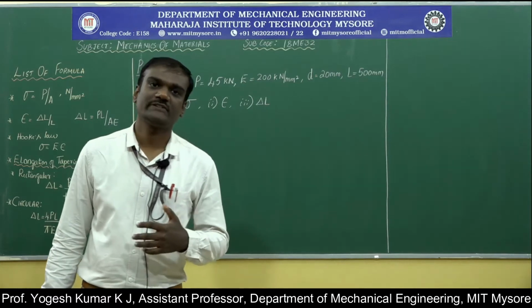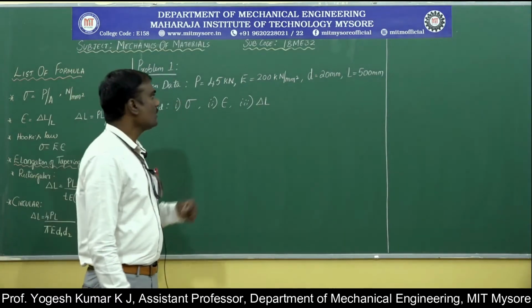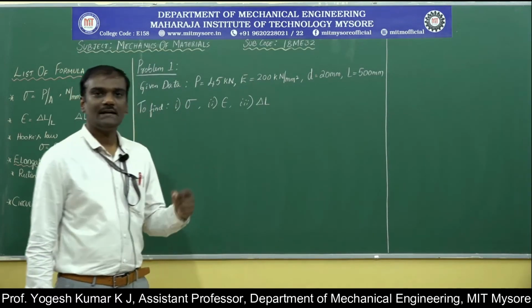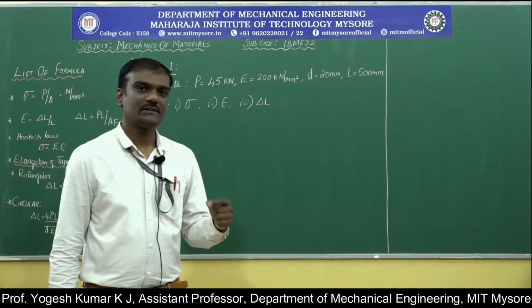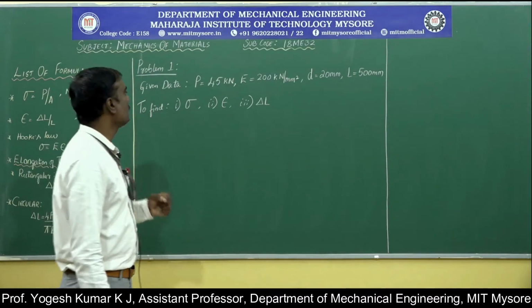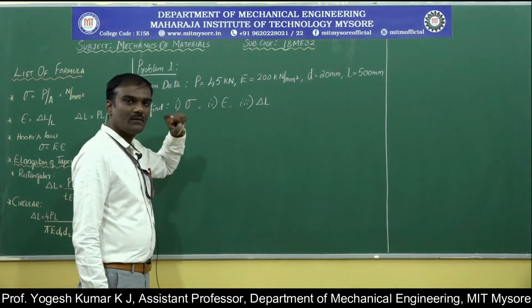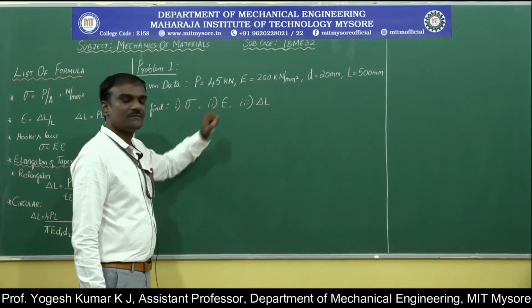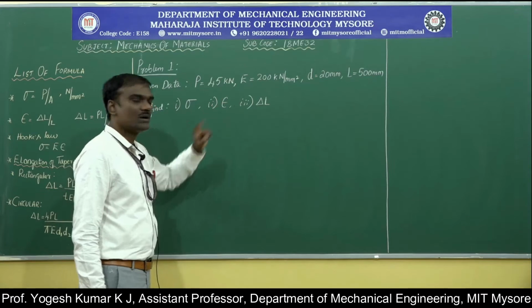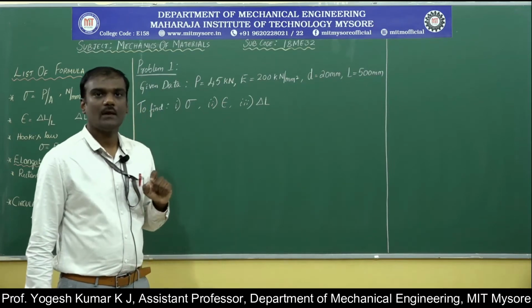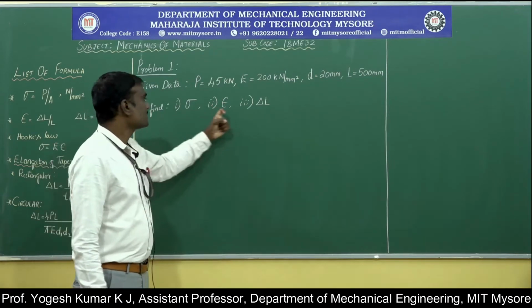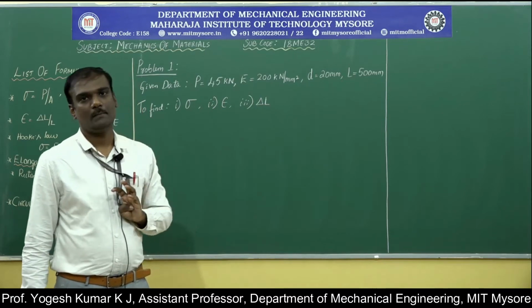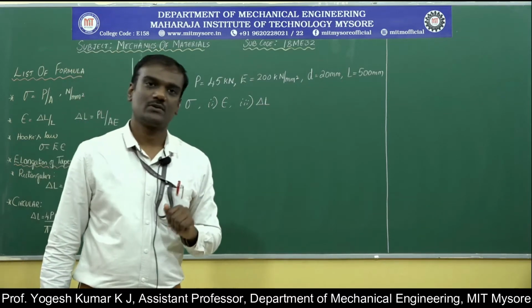I will repeat the question once again. A circular rod of 20 mm diameter, length 500 mm is subjected to an axial tensile force of 45 kilonewton. Take the modulus of elasticity of the material as 200 kilonewton per mm square. Determine stress, strain and elongation of the bar. This is the question given to us.